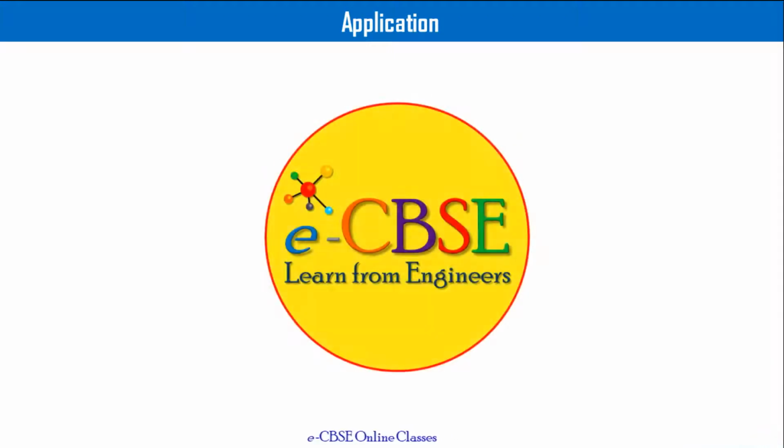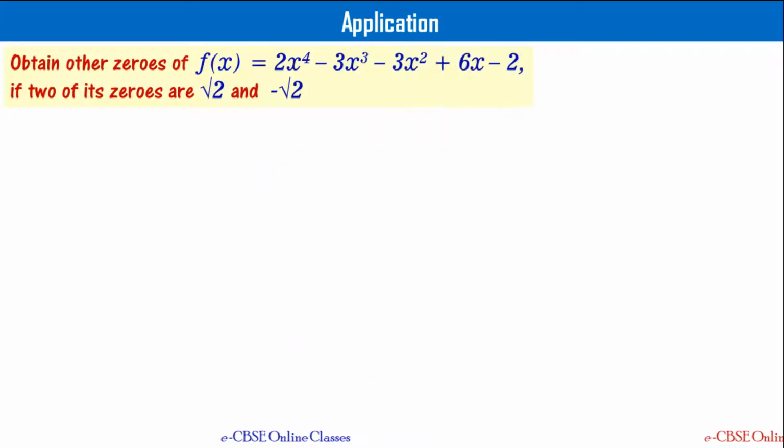Now let's find an application problem. The problem given is to obtain other zeros of f of x equal to 2x power 4 minus 3x cube minus 3x square plus 6x minus 2, if two of its zeros are given, those are root 2 and minus root 2.